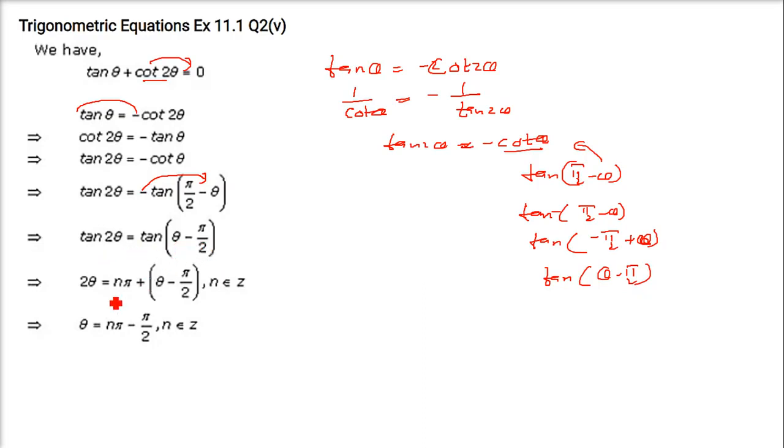Now we have the result. 2 theta is n pi plus theta minus pi by 2. And theta goes here. So 2 theta minus theta is theta. So it will be n pi minus pi by 2.